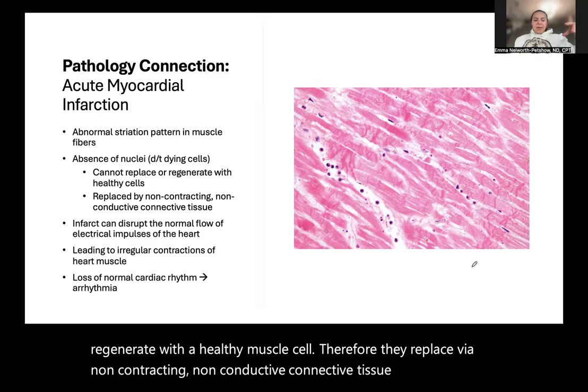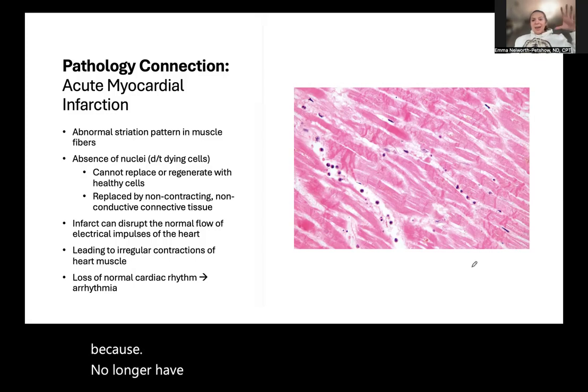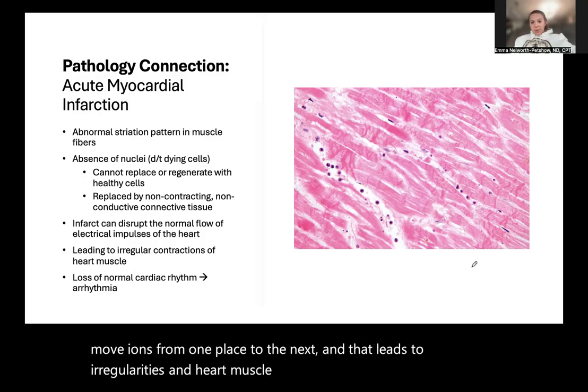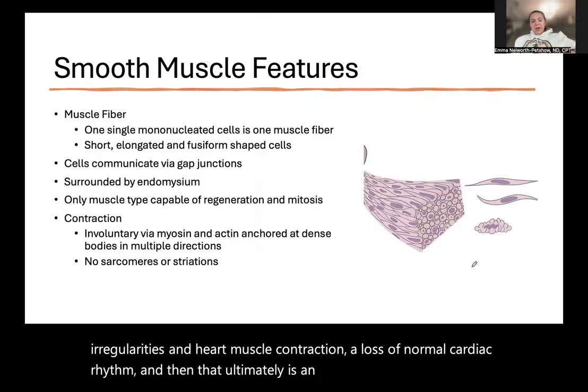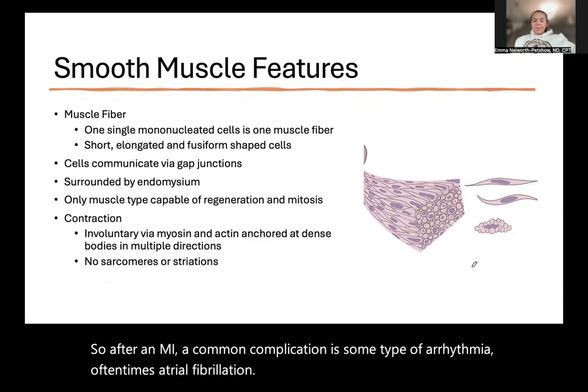And that means that the flow of electrical impulses through the heart can be disrupted, because we no longer have that intercalated disc with active gap junctions to move ions from one place to the next. And that leads to irregularities in heart muscle contraction, a loss of normal cardiac rhythm, and that ultimately is an arrhythmia. So after an MI, a common complication is some type of arrhythmia, oftentimes atrial fibrillation.